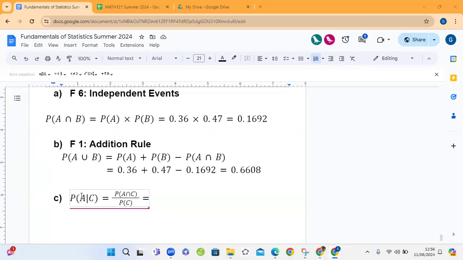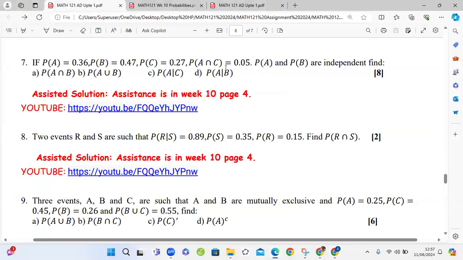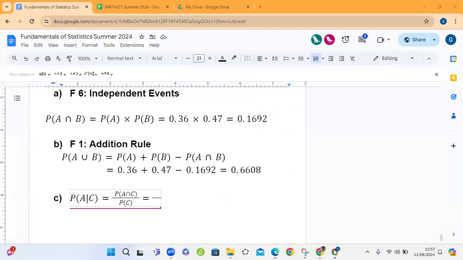Now remember the question says A after C, A given C. So it's A intersect C over P of C. What is A intersect C and what is C? We got to get that in the information. A intersect C is 0.05 and C is 0.27. So it's 0.05 divided by 0.27. So the answer is 0.185.